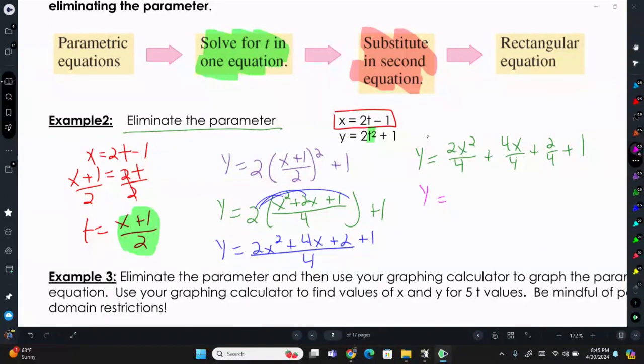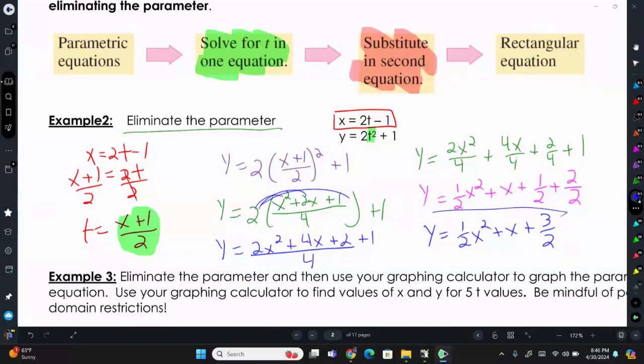Simplify our fractions. y equals 1 half x squared plus x plus 1 half plus, I'm going to change that 1 to 2 over 2. And now we can finally rewrite this as y equals 1 half x squared plus x plus 3 over 2. And that would be our rectangular form of that parametric equation. So we're going to be using our algebra again.